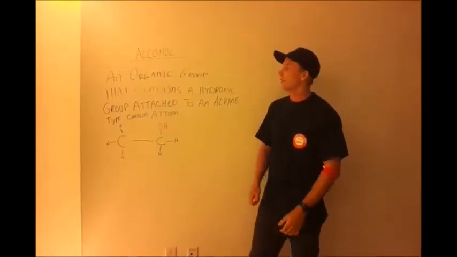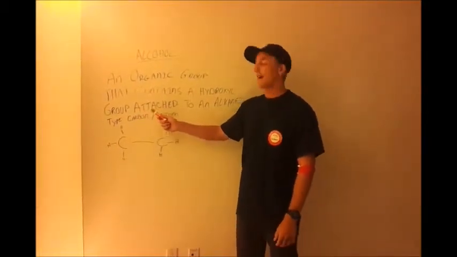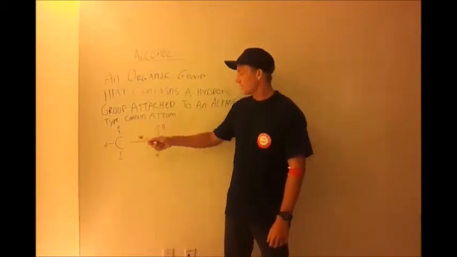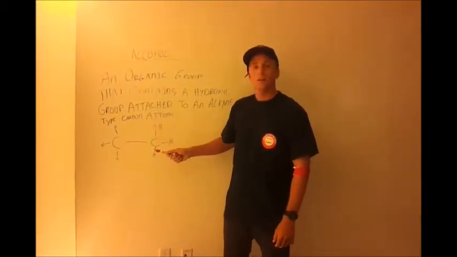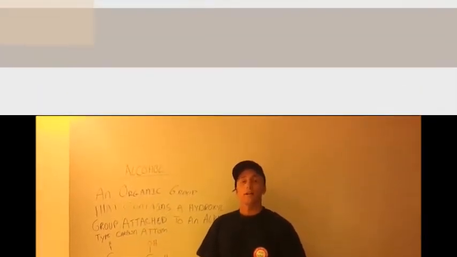The definition of an alcohol is an organic group that contains a hydroxyl group attached to an alkane type carbon atom. As you can see here, we have 2 carbon atoms with an OH group attached to it. Now let's go to Jared with how to name them.